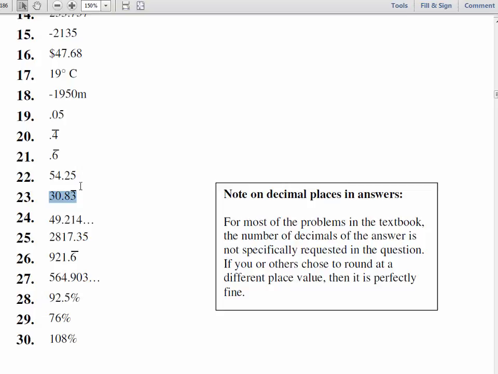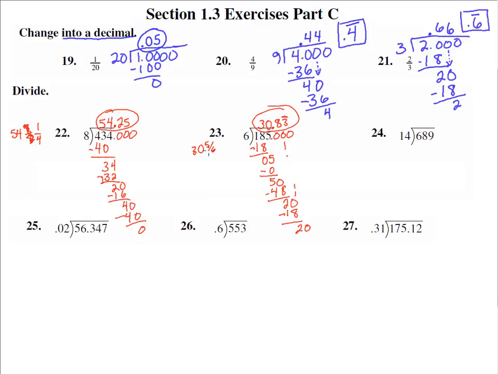30.83 with a bar just over the 3. That's great. Ooh, number 24, 14. Ooh, I don't know those times tables nearly as well. Let's see how we do on this one. 14 goes into 6? Nope. 14 goes into 68. Yeah, 14 will go into 68.